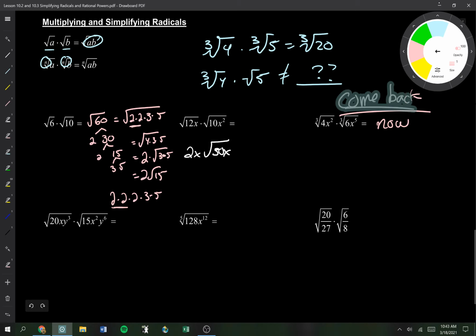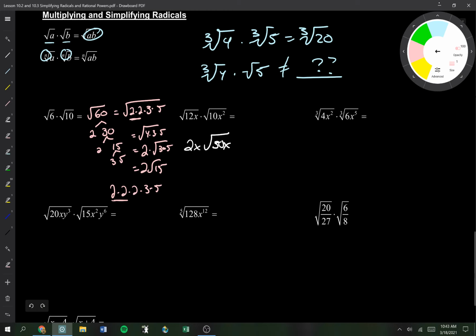We're going to do the same thing with cube roots instead of square roots. The game doesn't really change. I'm just looking for groups of 3 instead of groups of 2. So when I multiply all this, I'm going to get the third root of 24x to the 7th. There's 5 and 2. I misread that. I thought it was 3 and 2.